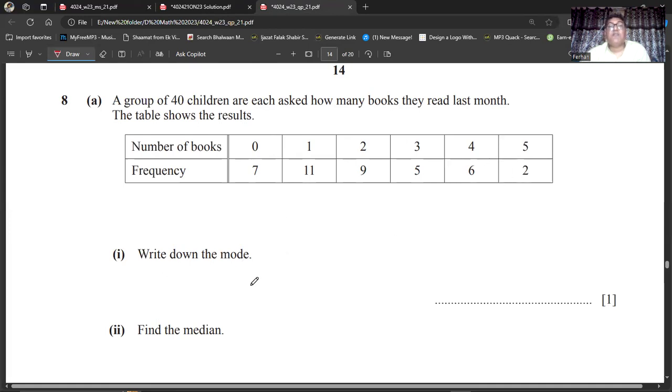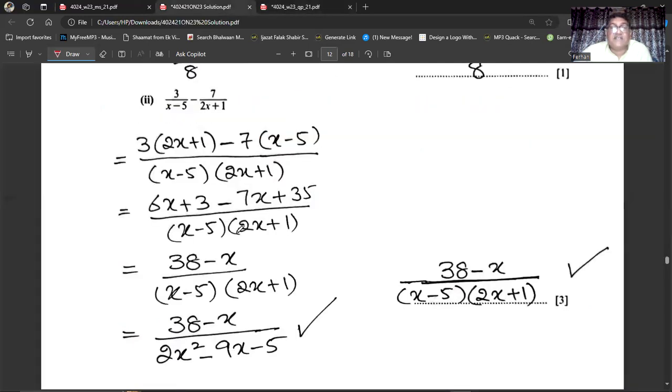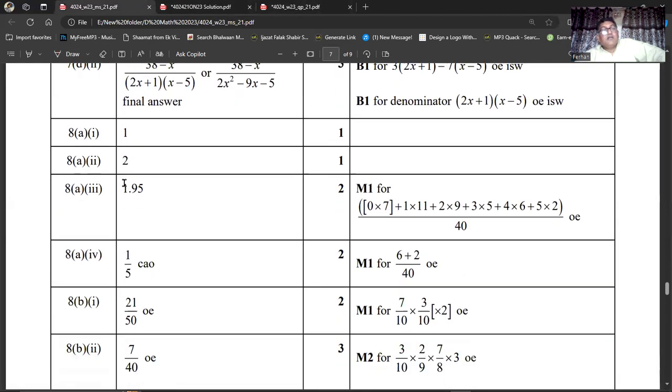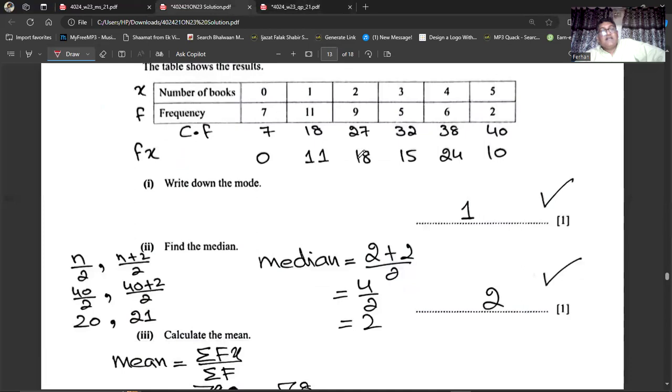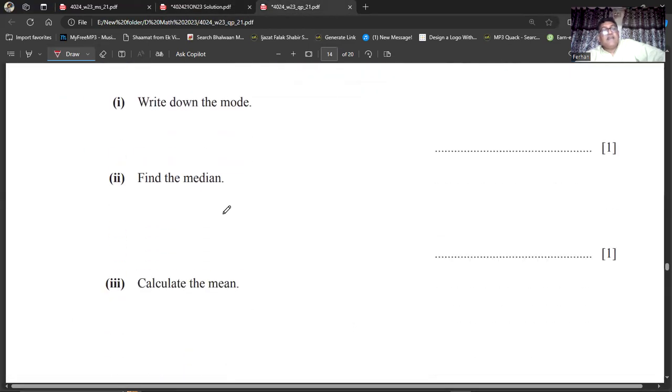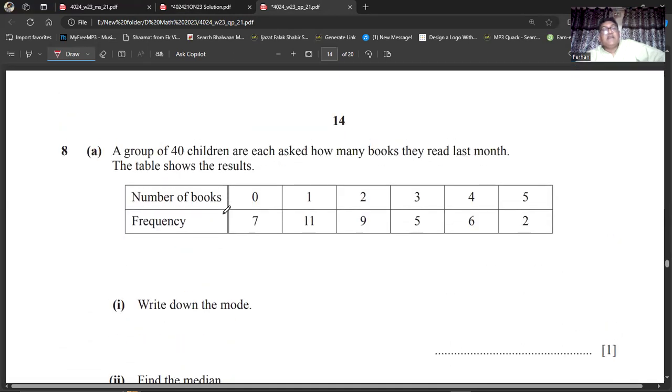He says, write down the mode. Mode is that value of x whose frequency is highest. So the highest frequency here is 11. So the x value on this is 1. So 1 is the right answer, sir. So this is how you find the mode. So the mode is 1. Yeah, this is right.